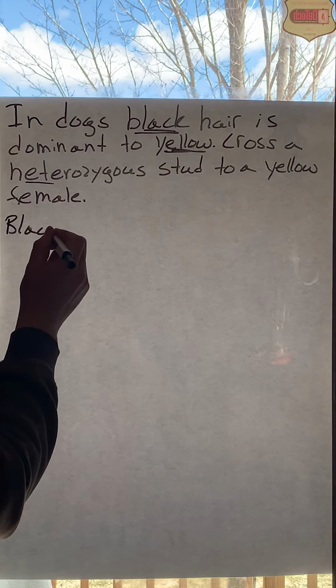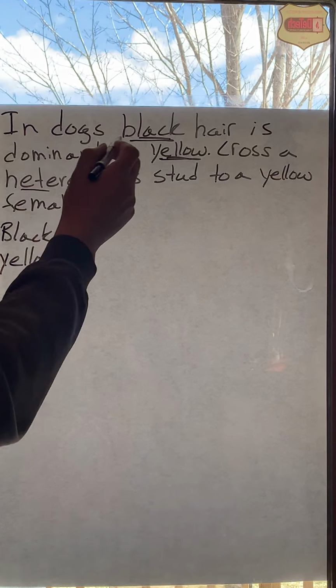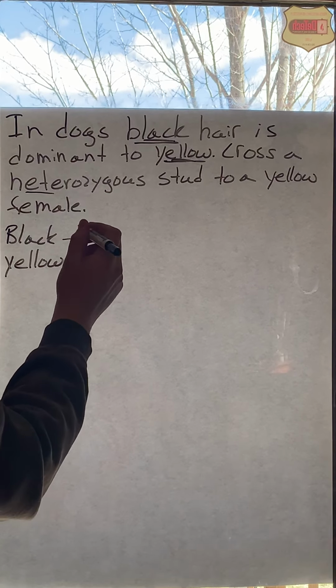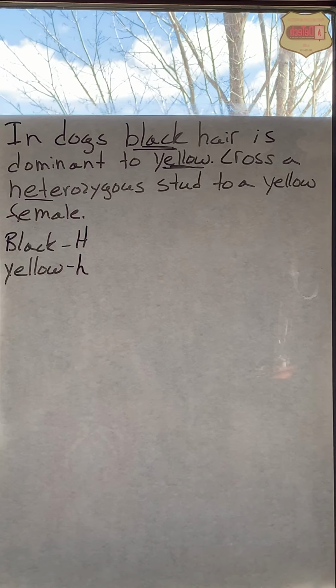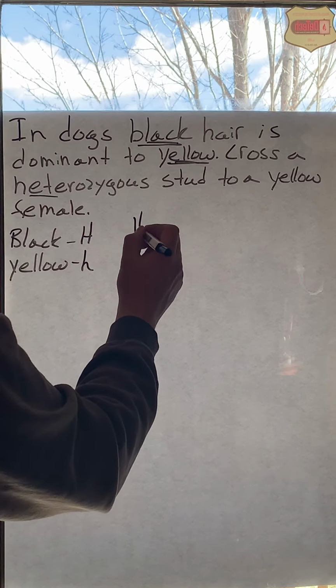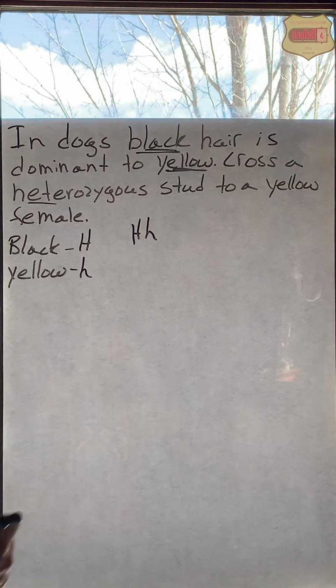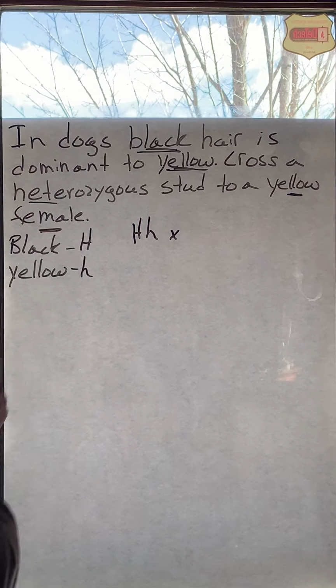The first thing that we want to do is figure out the genotypes of our parents. So I'm going to write black hair and yellow hair. In the problem it says black is dominant to yellow, so I'm going to use a capital H for black hair, a lowercase h for the recessive yellow hair. We're going to cross a heterozygous stud. Heterozygous means different, so I know it's a big H, little h. And we're going to breed that to a yellow female.